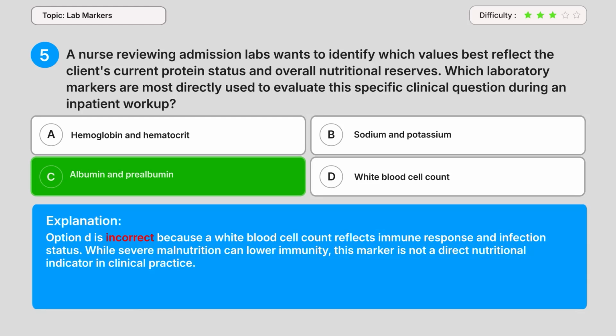Option D is incorrect because a white blood cell count reflects immune response and infection status. While severe malnutrition can lower immunity, this marker is not a direct nutritional indicator in clinical practice.